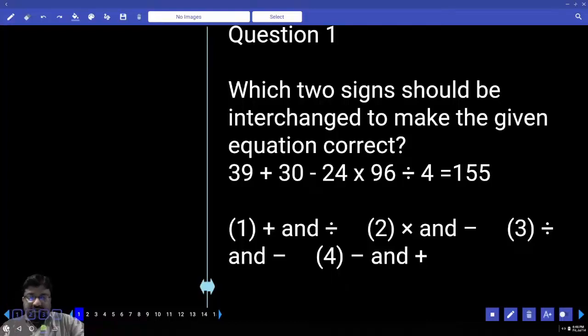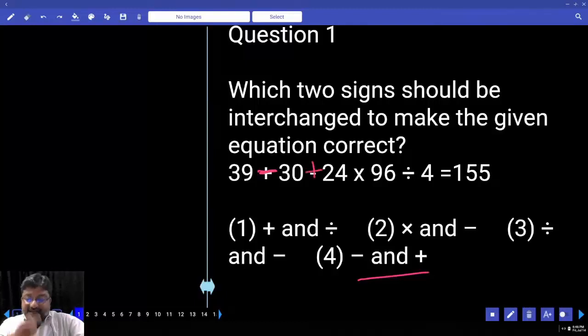Look at the first question, bottommost row. Which two signs should be interchanged to make the given equation correct? We'll start this question from which option? Fourth option. Minus and plus. This becomes minus and this becomes plus. 96 divided by 4. 96 divided by 4 is how much? 24. 24 into 24, under 24 square, 576. My answer should be 155.